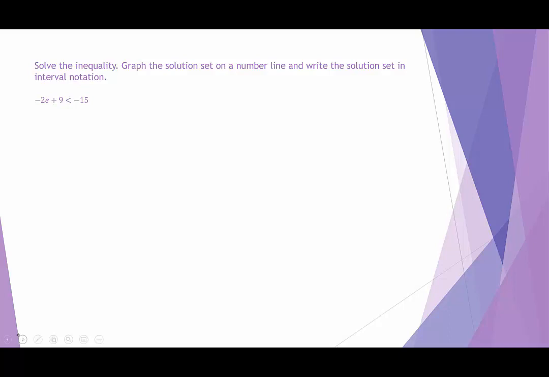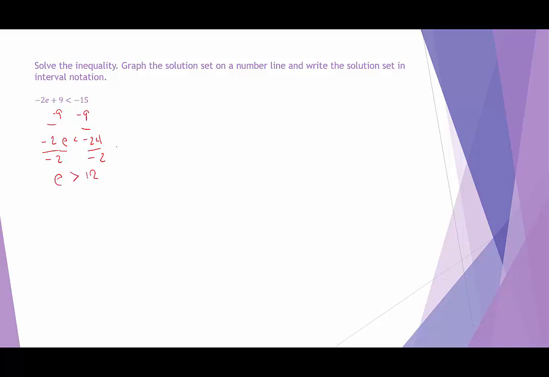So in our first example, we want to get e by itself. We'll treat this kind of like an equation, so we'll take away 9 from both sides to isolate the variable. We get negative 2e is less than negative 24. And then to get e by itself, we need to divide both sides by negative 2. But remember, with inequalities, when we multiply or divide both sides by a negative, such as negative 2, we have to flip the inequality symbol around. So this is going to become e is greater than positive 12.